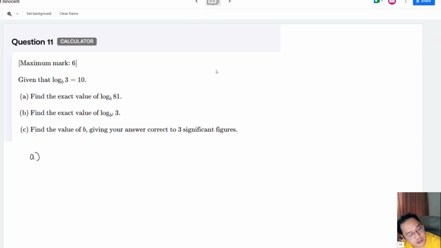Log b of 81, similar to question 10, what is the relationship between 81 and 3? 81 is the square of 9. And 9 is the square of 3.